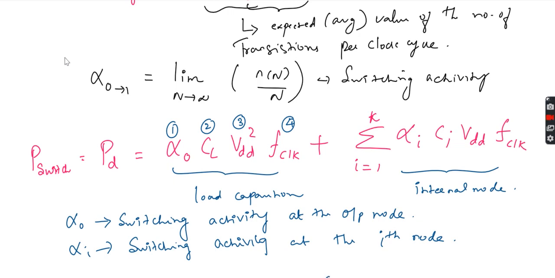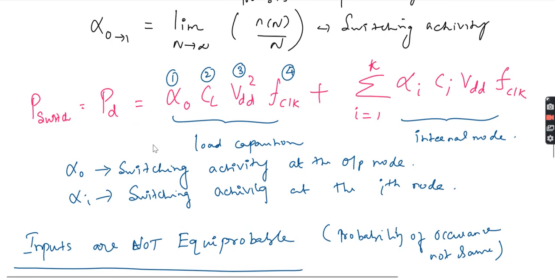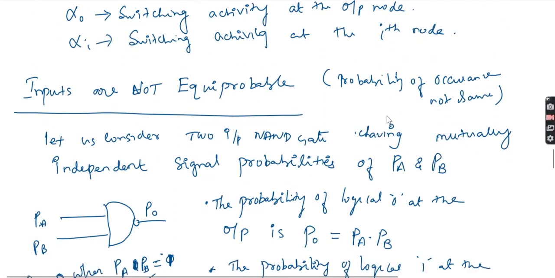From that we calculated the switching power dissipation. We added an additional factor, the switching activity factor, which we call alpha, that is nothing but the limit n tends to infinity of n by n. The total switching power dissipation, which is our dynamic power dissipation, is alpha naught CL VDD square times the clock frequency, plus the summation i equal to 1 to k of alpha i Ci VDD square times the clock frequency. Here alpha naught is the switching activity at the output node, and alpha i is the switching activity at the ith node, like an internal node.